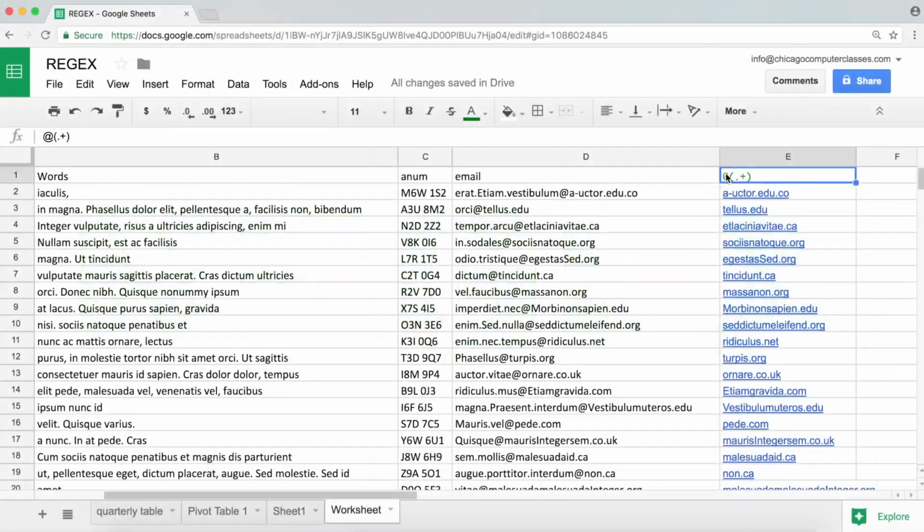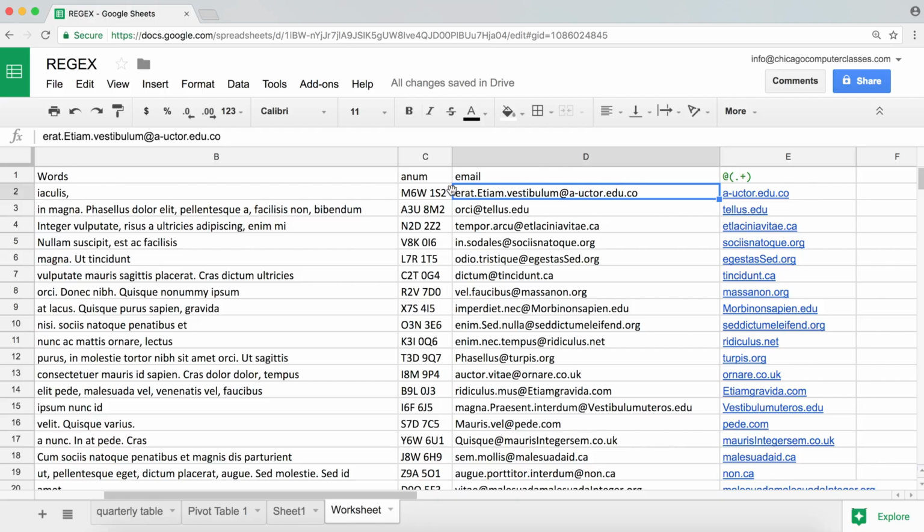Now what's interesting is that this could work as a split function too. Let's say we want to split everything at this @ character, and we want one column that gives us the beginning before the @ sign and then what's after the @ sign. The way I can accomplish that is, well, our pattern is going to be some characters, then an @ sign, and then some more characters after that.